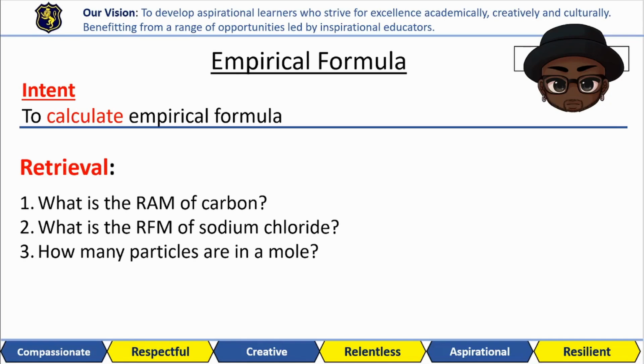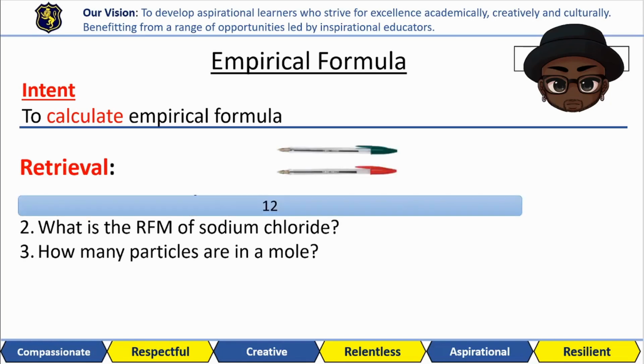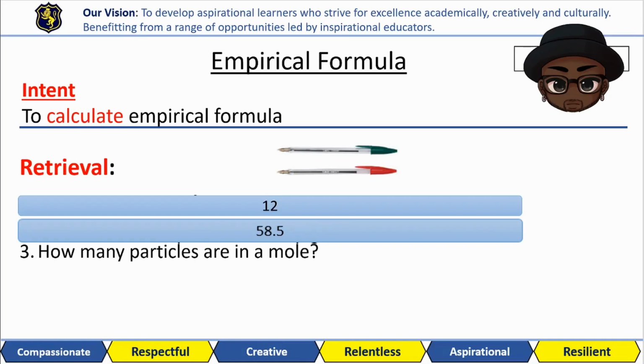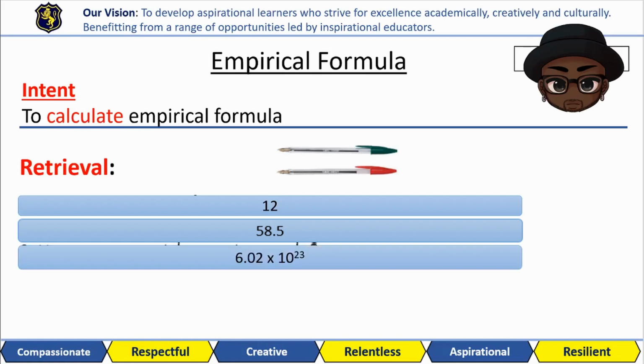RAM stands for relative atomic mass, and this is the massive number on the periodic table. The RAM of carbon is 12. RFM is the relative formula mass. Sodium chloride has a relative formula mass, an RFM, of 58.5. A mole of particles is equal to 6.02 times 10 to the 23 particles.